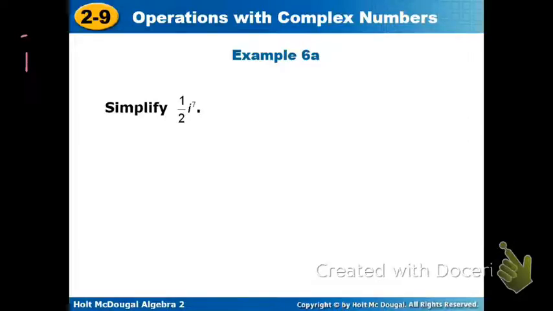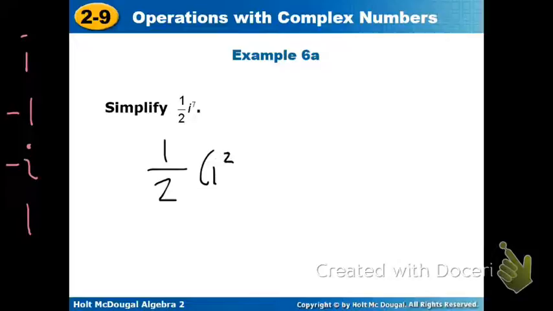We got i, -1, -i, 1. Okay, so i to the 7th. What we do here is we try to figure out, and we factor out that i squared. So this is 1/2 times i squared. But when I pull out i squared, how much is going to be left?